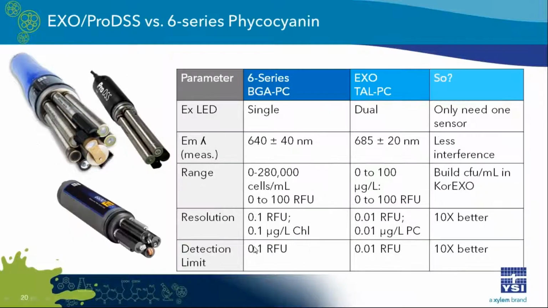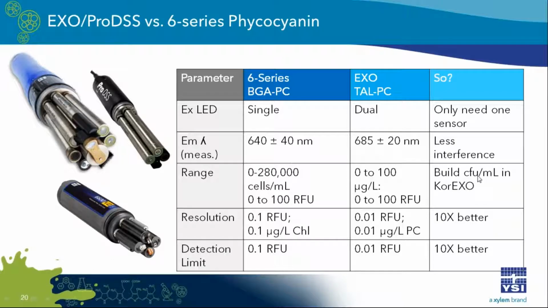To take that all together, let's look, for example, at the 6 series single channel phycocyanin sensor, and then what you get for phycocyanin with the total algae phycocyanin sensor. It is a dual channel sensor, so you really only need one sensor to read both chlorophyll and phycocyanin, whereas on the 6 series you would have to have bought two sensors to do that. The emission wavelengths are different, and this has a much tighter bandwidth, and the consequence of that is it's less prone to interferences and non-specific actions. The ranges are pretty similar on this.